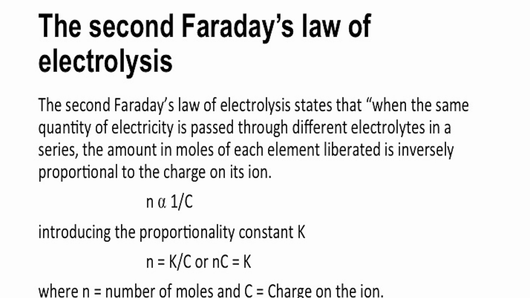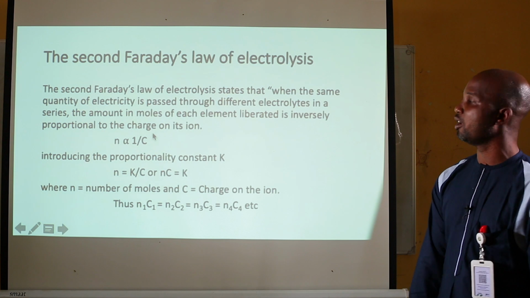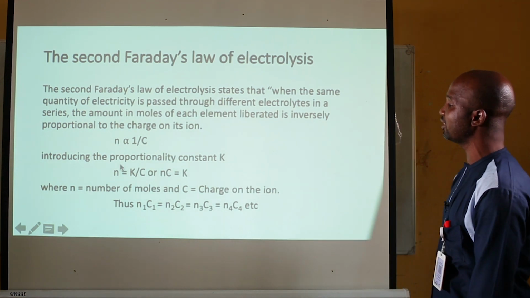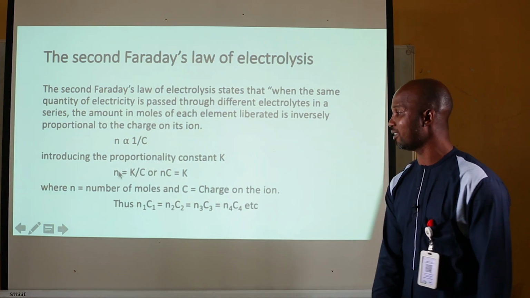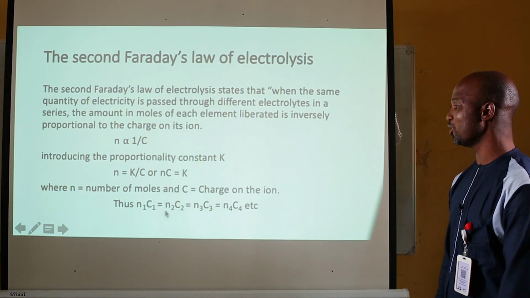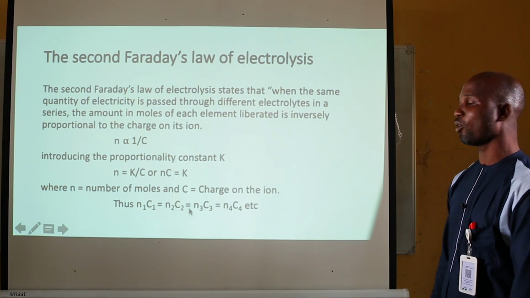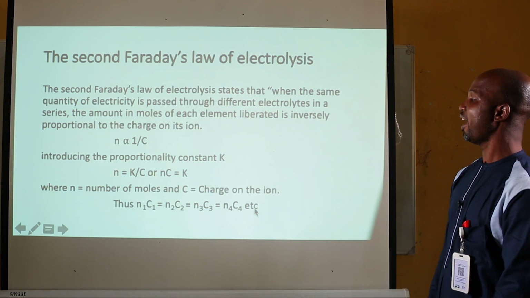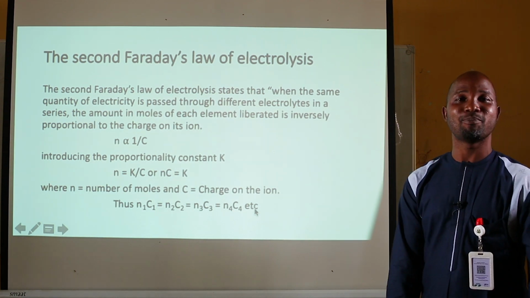It states that when the same quantity of electricity is passed through two different electrolytes in series, the amount in moles of each of the elements liberated or deposited is inversely proportional to the charge on the ion. Mathematically, you can see N representing the number of moles, proportionality sign, 1 all over C, which is the charge. If you do the mathematical representation, you arrive at the conclusion that N1C1 is equal to N2C2 is equal to N3C3 is equal to N4C4 is equal to NnCn, as N represents the number that proceeds.